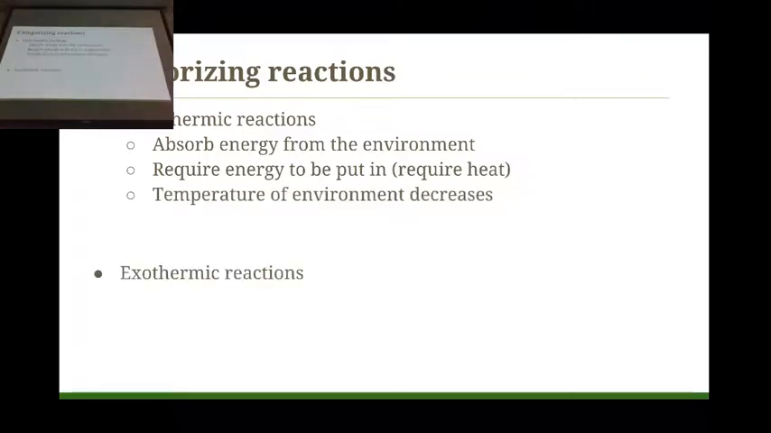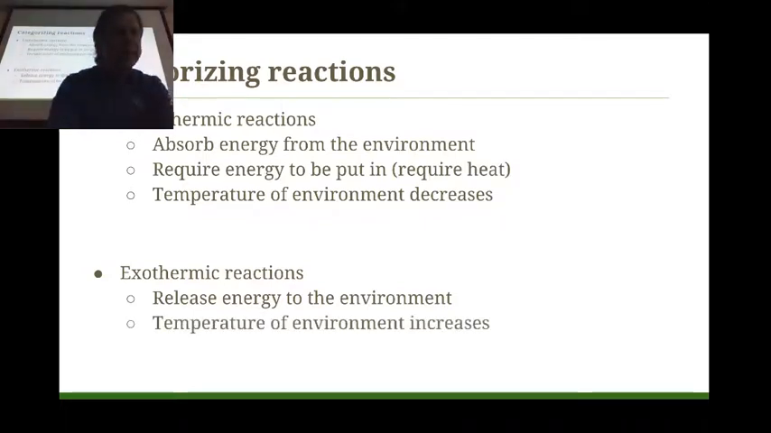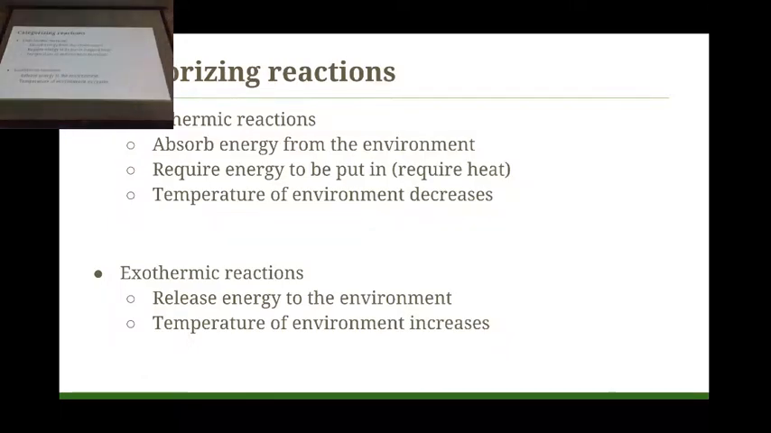So temperature goes down. In an exothermic reaction, energy is released into the environment. You should probably write some of this down. Temperature of the environment tends to increase. Oops, I got to go back. So this would be an example of me taking Josh's note packet and lighting it on fire. Okay? Well, it's garbage anyway, so we're good. So what I'm going to do is light it on fire, and you would feel the heat coming off of it. Exothermic reaction. Does that make sense?